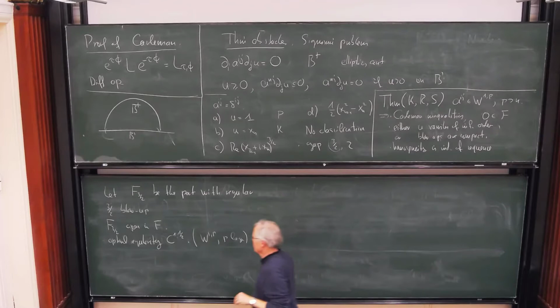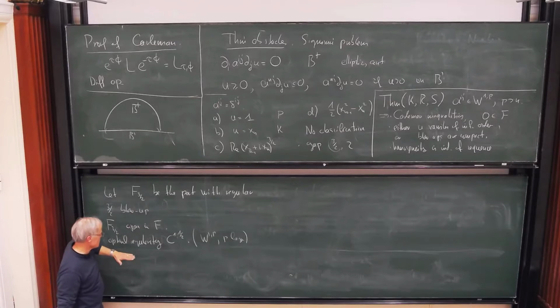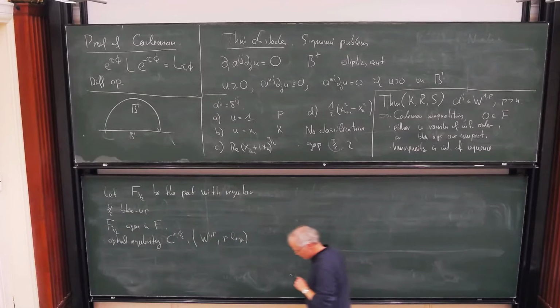So then we get this blow up. The Carleman inequality has some robustness, which leads to the openness of this regular part of the free boundary. And then one has to look at the neighborhood of different points to get the optimal regularity here. And again, all this was known under stronger assumptions on the coefficients.